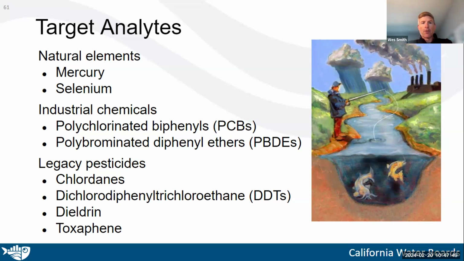Then the industrial chemicals we look at are polychlorinated biphenyls, or PCBs, which are probably the second most common chemical that drives advice for species of fish in California. Polybrominated diphenyl ethers, or PBDEs, are lower and tend not to drive too many advisories. I think we only have 1 or 2 advisories for PBDEs.